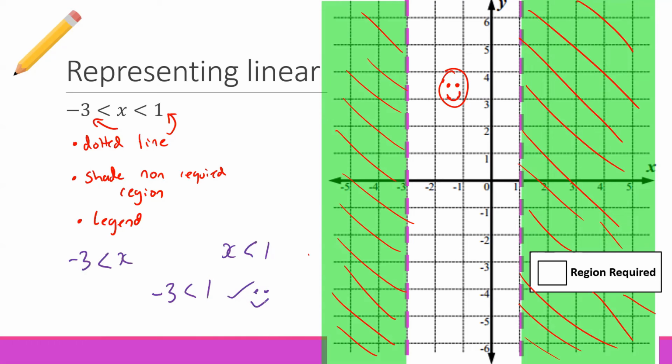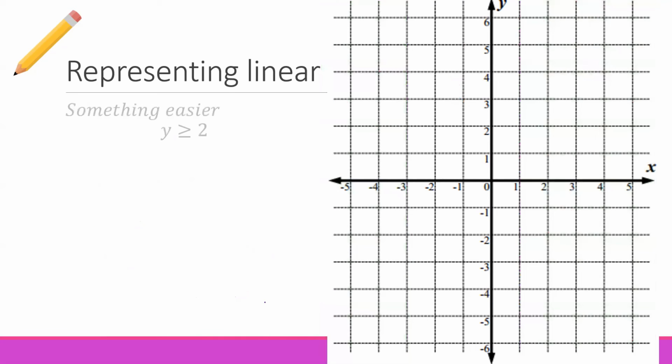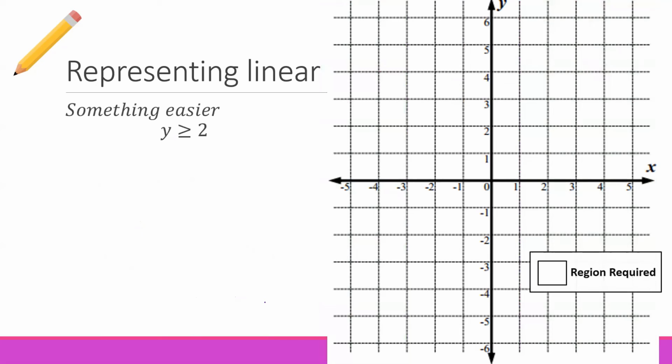We're going to do one more graph, which is something a little bit easier. Then I want to show you guys one last little trick that I forgot to show you at the start, that I'm going to come back to. So something a little bit less challenging.